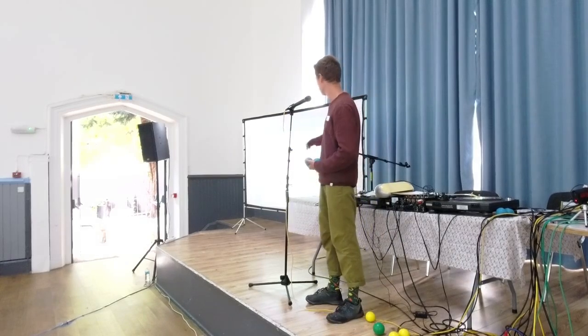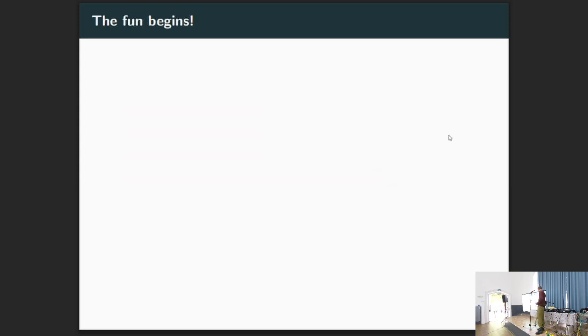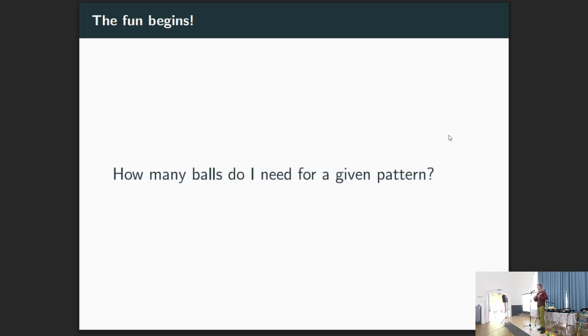So in the diagram, you'll see that if you throw, for example, what I just did, a 4, then a 3, then a 2, they will all come down at the same moment, and you'll have to squeeze catch them, which is cool, but not what we try to describe. And it's going to be the crux in most of these things: why a sequence of numbers does or does not work as a juggling pattern. The fun begins. Why? Because now we get to do the mathematics.